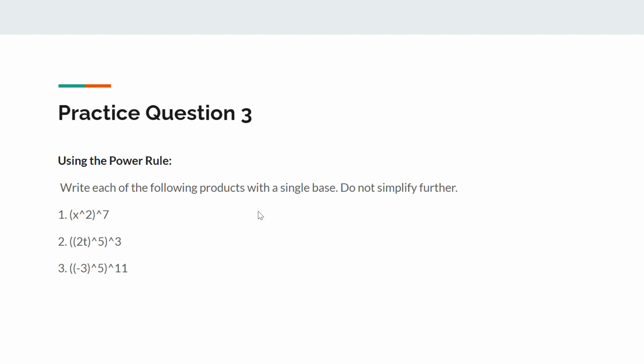These are pretty simple. For the first one, we just multiply 2 with 7, so we get x to the power of 2 times 7, which is just x to the power of 14. And for the second one, we get 2t to the power of 5 times 3, so 2t to the power of 15. And for the third one, we get negative 3 to the power of 5 times 11, which is just negative 3 to the power of 55.